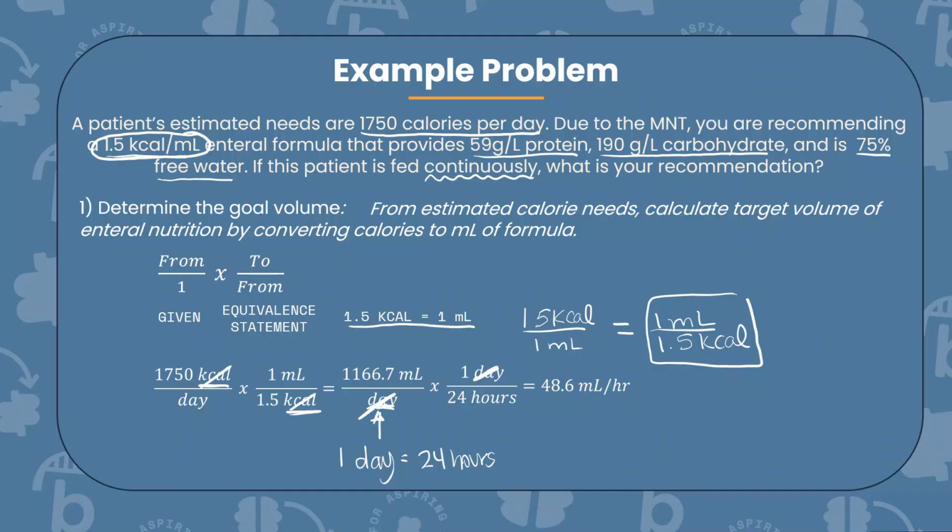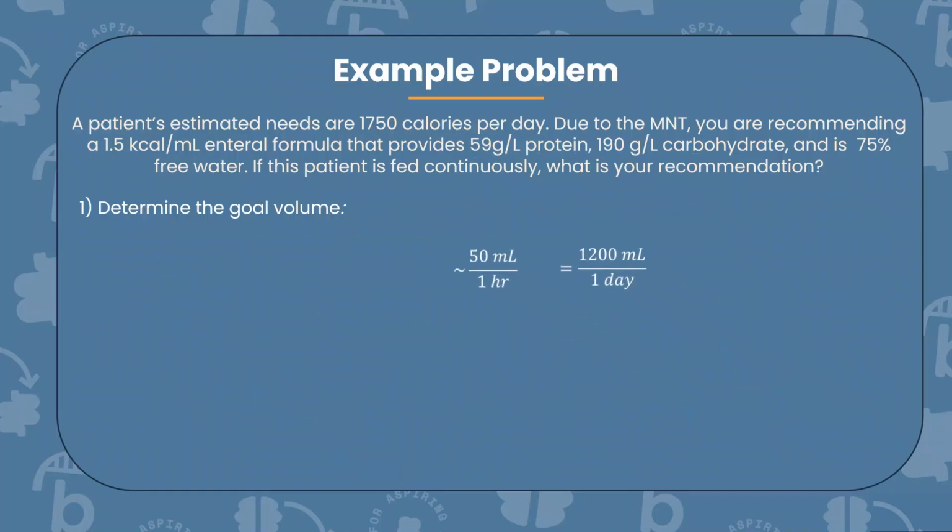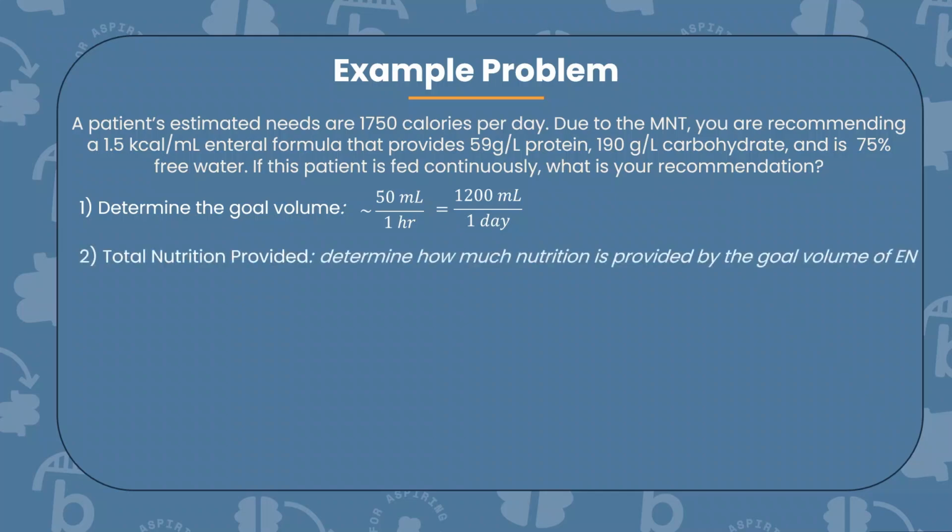I was taught to round when I do enteral and parenteral calculations, so I would call this about 50 milliliters per hour. And we're feeding this patient continuously 24 hours a day, so that would be about 1,200 milliliters every day. Remember, the RD exam is multiple choice, so round or don't round, it's up to you. Okay, so that's step one. We determined our goal volume, which is about 50 milliliters an hour, which is 1.2 liters every day.